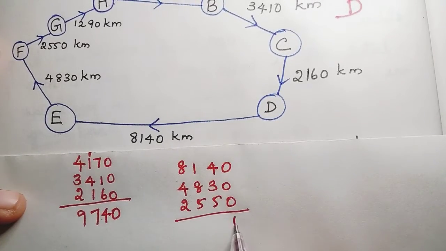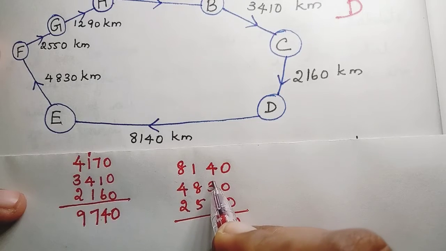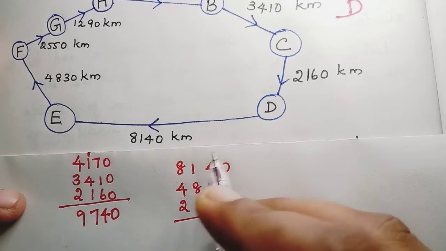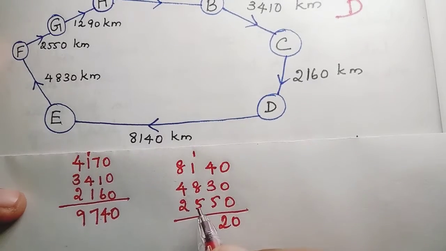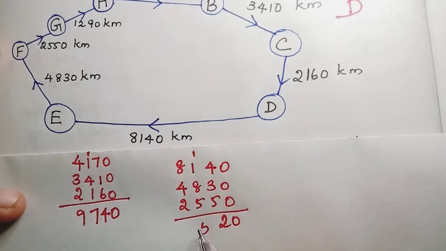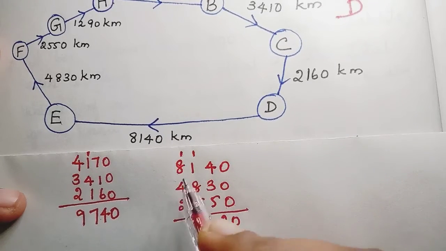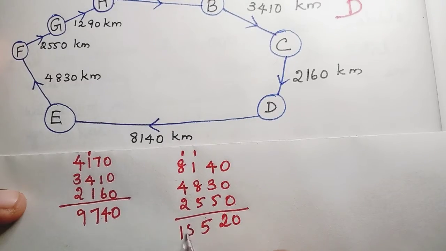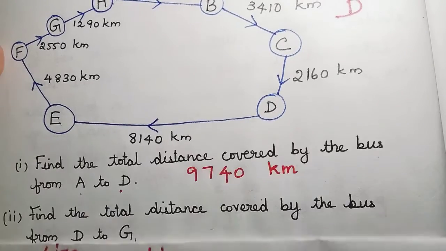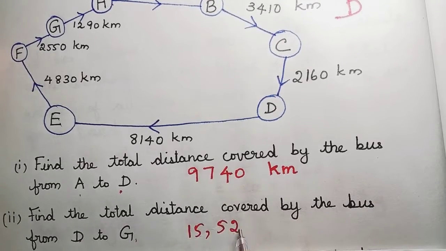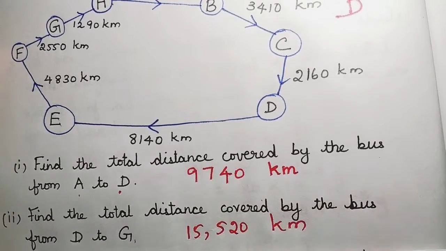So when you add this: 3, 5 plus 3, 8, 8 plus 4, 12. Balance 1. 8 plus 2, 10. 10 plus 5, 15. Balance 1. So 8 plus 2, 10. 4 plus 1, 5. That is 15. Okay. So the answer here is 15,520 kilometers. Okay.